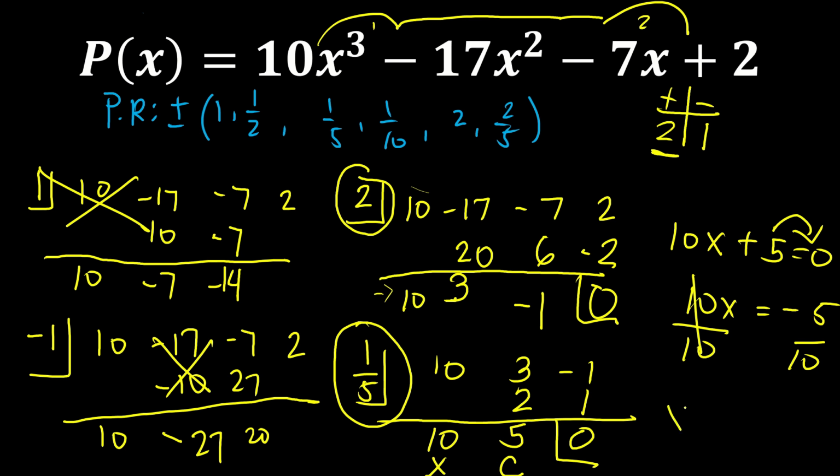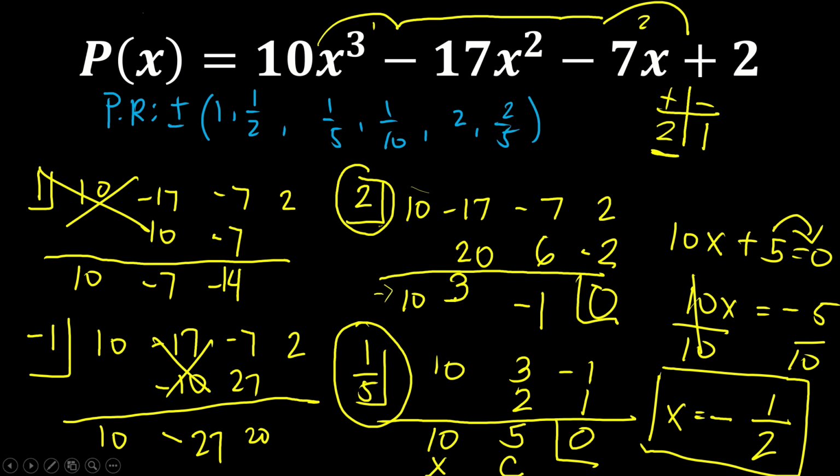Cancel this out. So, x is equal to, is the answer negative 5/10? No, kasi in the lowest term, both numbers are divisible by 5. So, negative 5 divided by 5 is negative 1 over 10 divided by 5 is 2. So, we have negative 1/2. So, ano yung tatlong values ng x na nakuha natin? We have positive 2, 1/5, and negative 1/2.